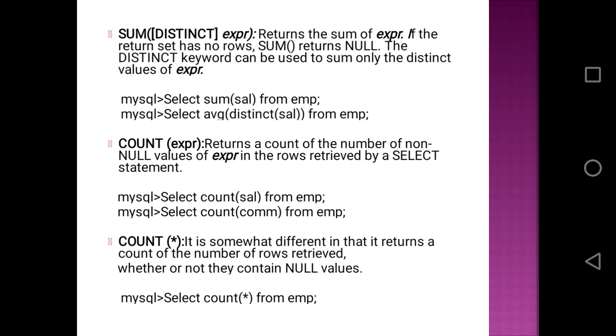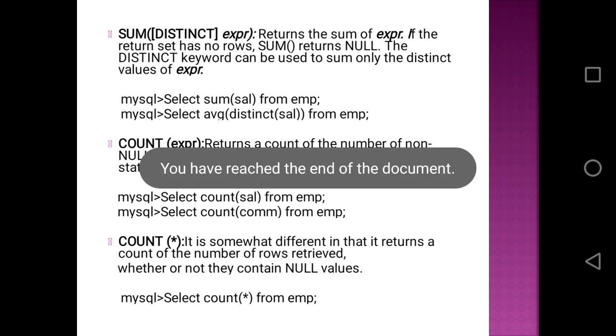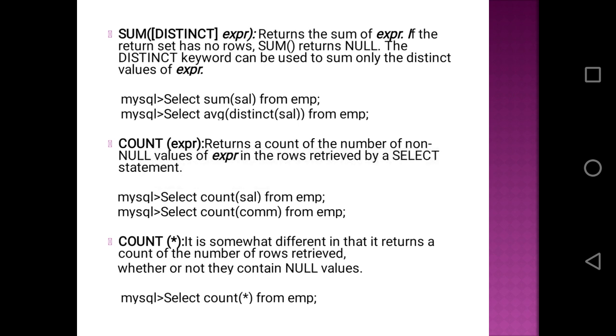It is somewhat different in that it returns a count of the number of rows retrieved whether or not they contain null values. Select count star from EMP. It will return all rows of the EMP table. It will give you how many total rows are in the EMP table. That's all for today, students.